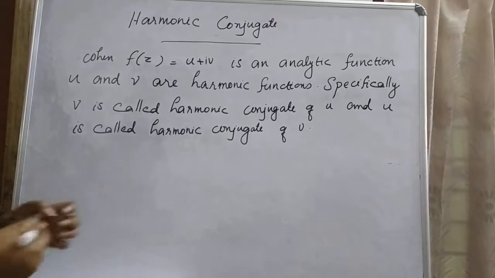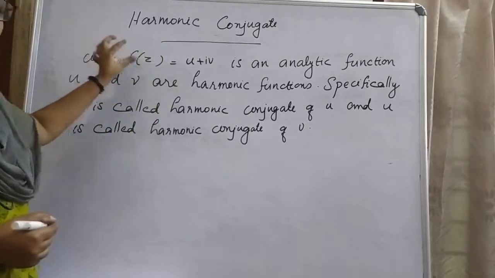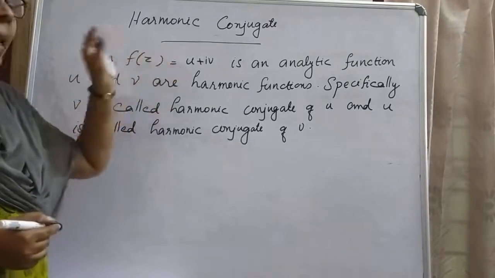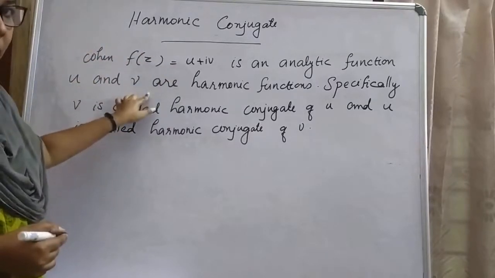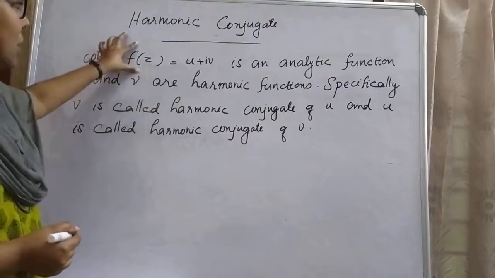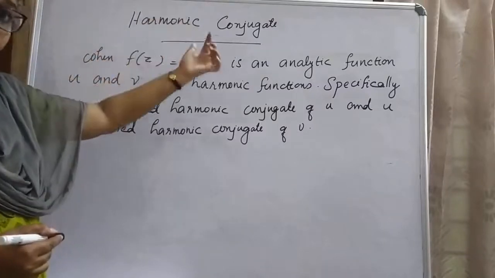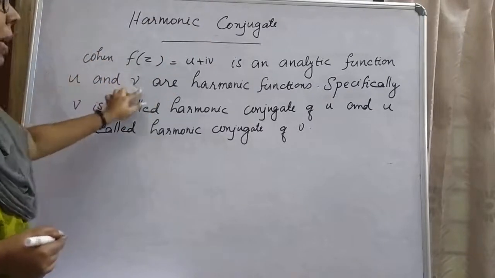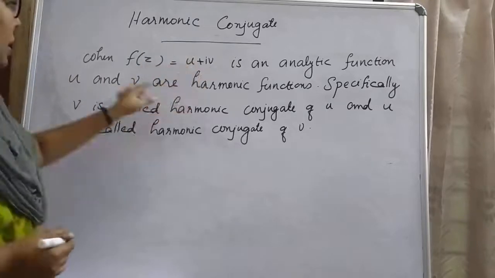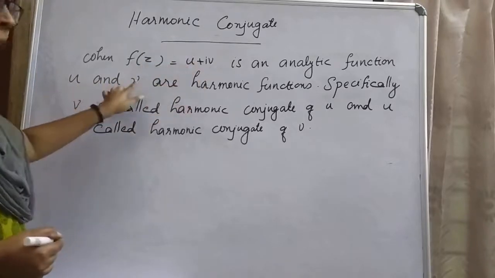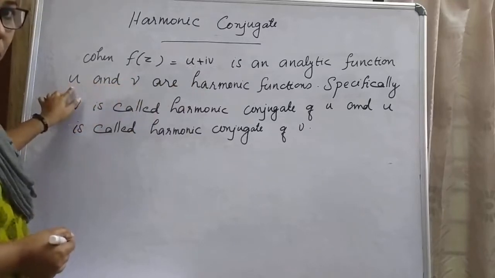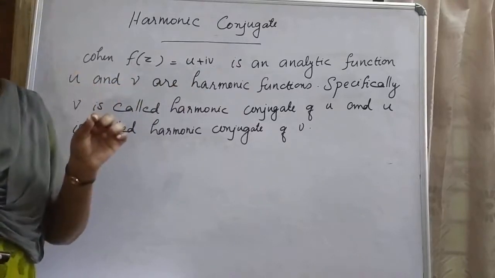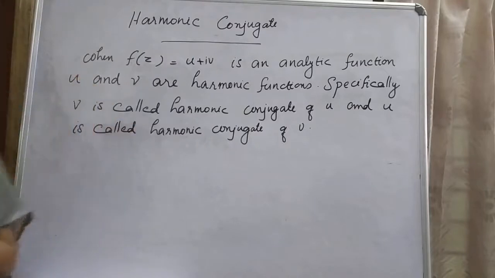Next, harmonic conjugate. When f of z equal to u plus iv is an analytic function, then u and v are harmonic functions. Here u is said to be the harmonic conjugate of v and v is said to be the harmonic conjugate of u. Therefore, we have to find the harmonic conjugate by using this formula.